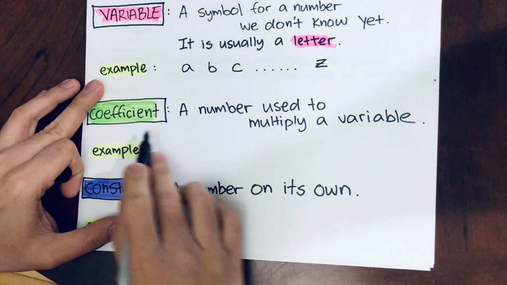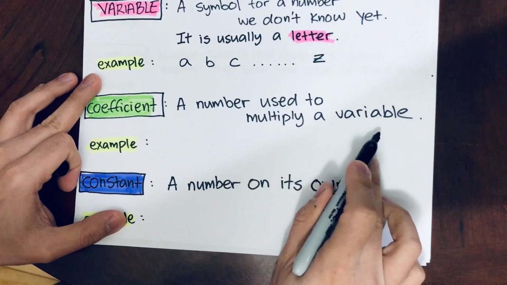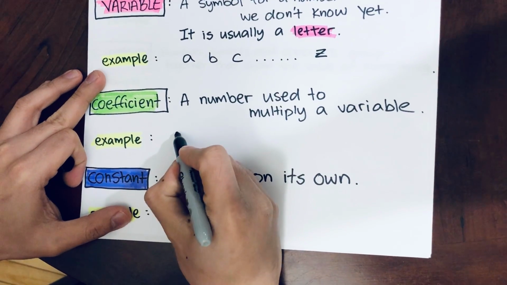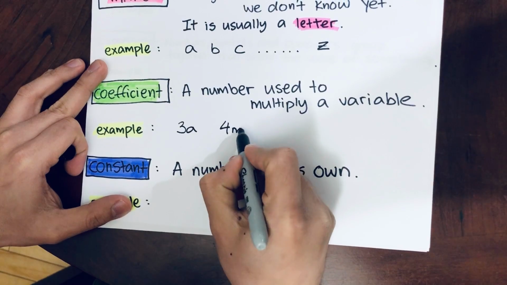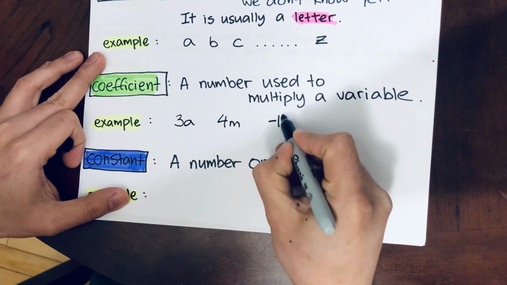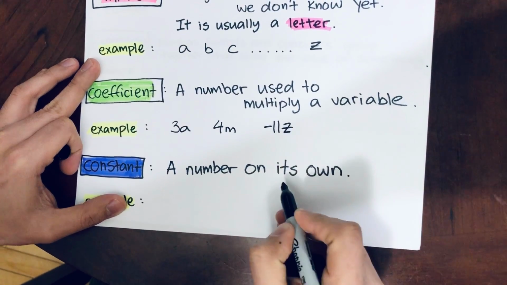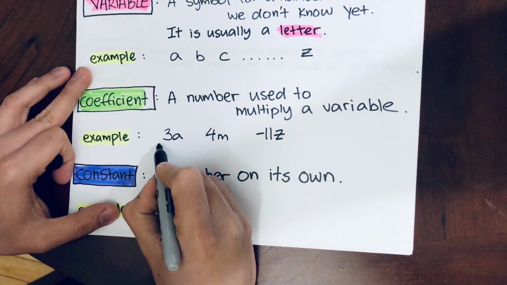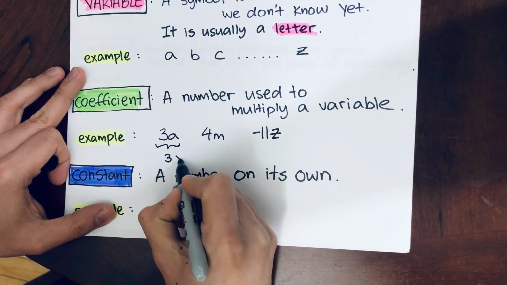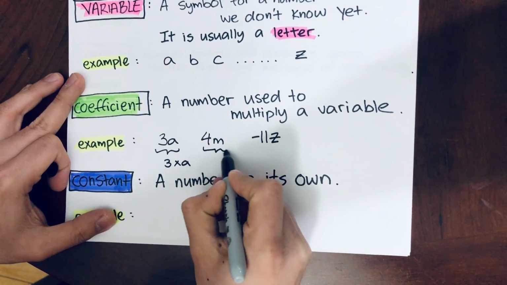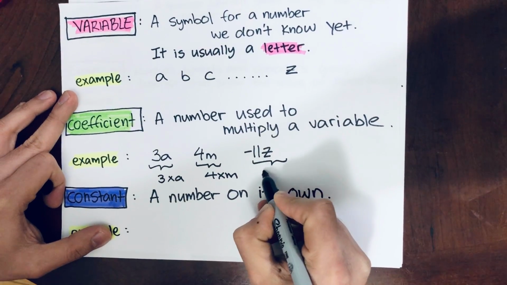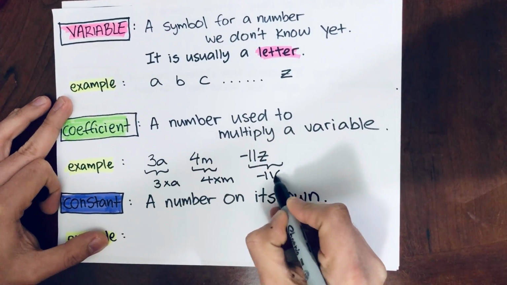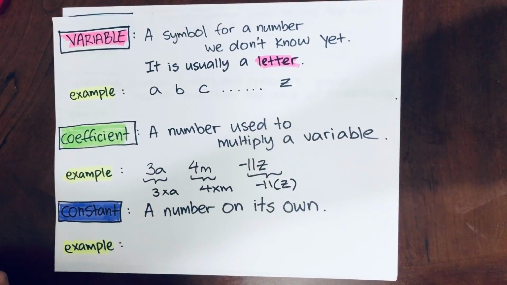Now, a coefficient is a number used to multiply a variable. So an example would be 3a, or 4m, or negative 11z, okay? And what does this mean? This actually means 3 times a. This one actually means 4 times m. This one actually means negative 11 multiplied by z, okay?